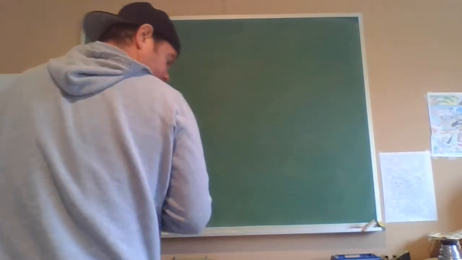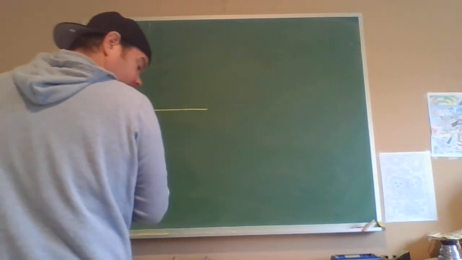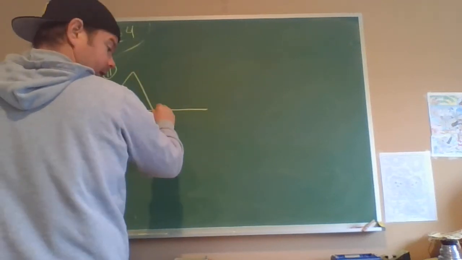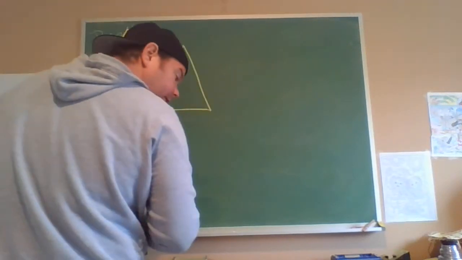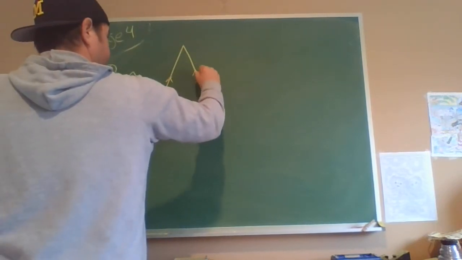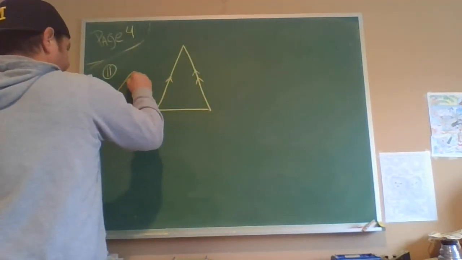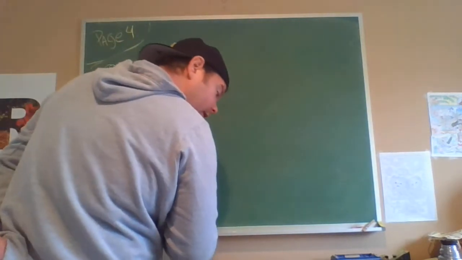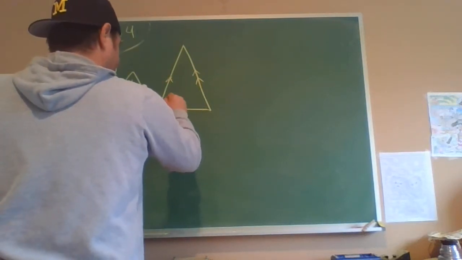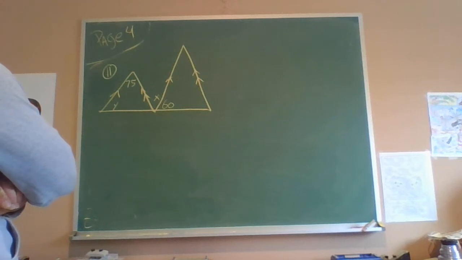Alright, so what does this third image look like? This is still number 12. Kind of goes like this. Two triangles, parallel, parallel, parallel, parallel, and y, 75, x, and 60. Okay, so let's take a look here and see what we've got.